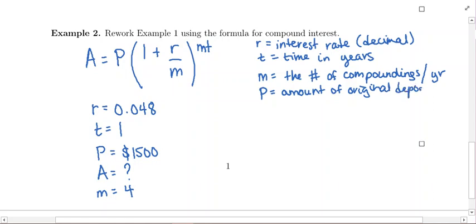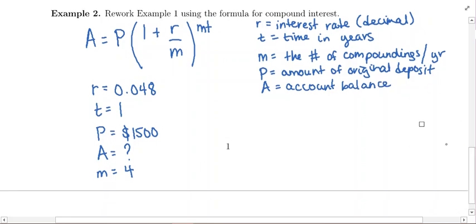And then A is the account balance. Okay, so that's how you can think of this formula. That's what all the variables mean. All right, so let's go ahead and plug everything in.